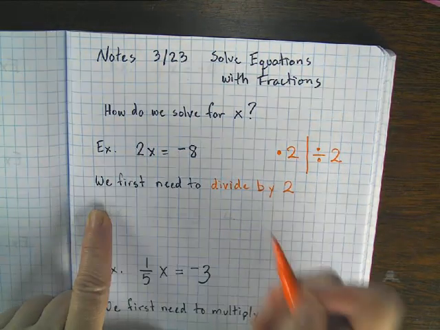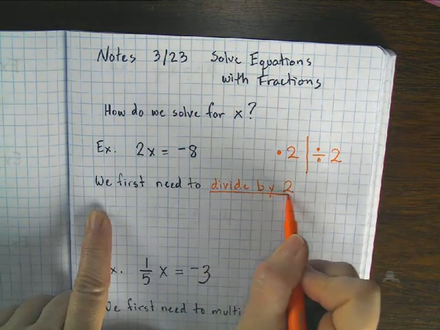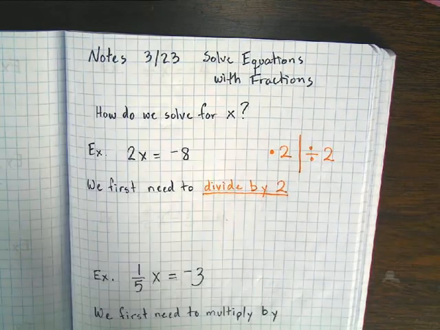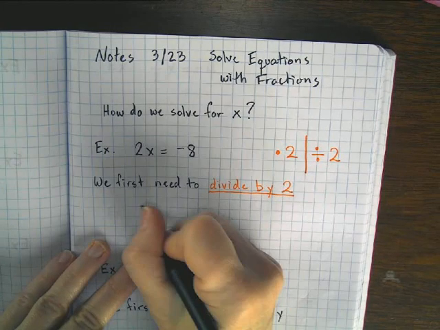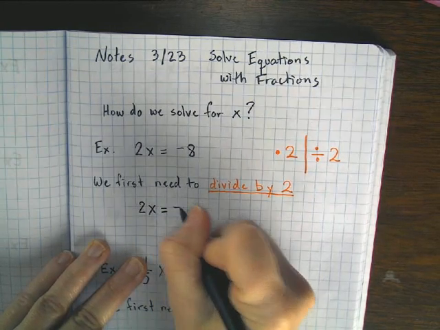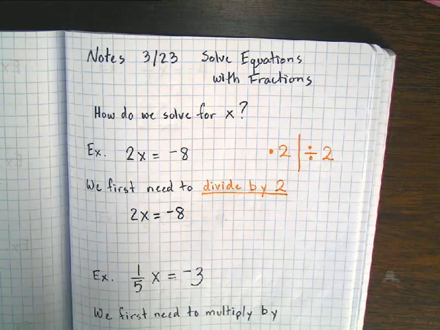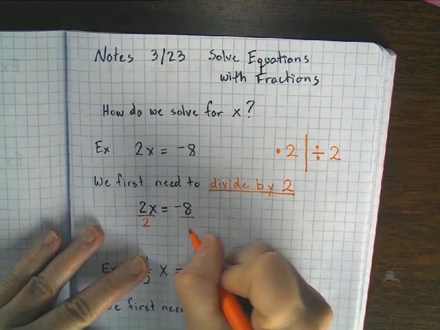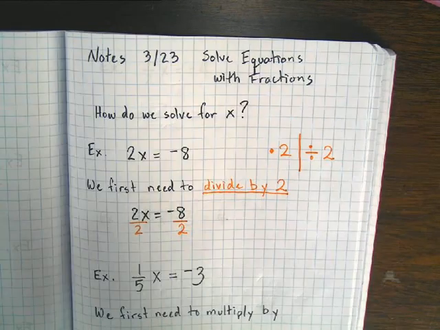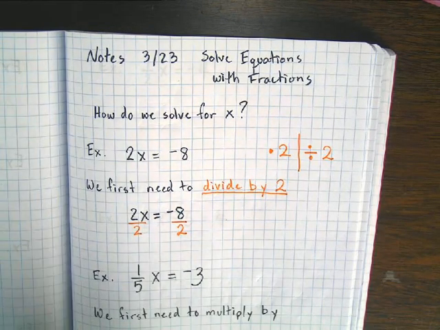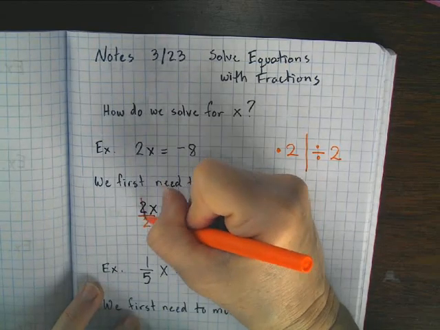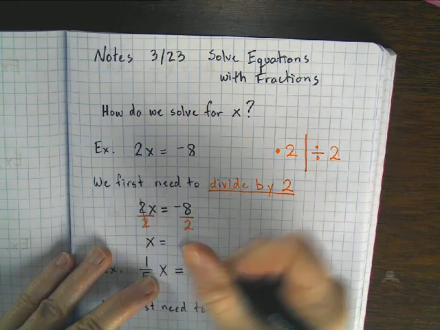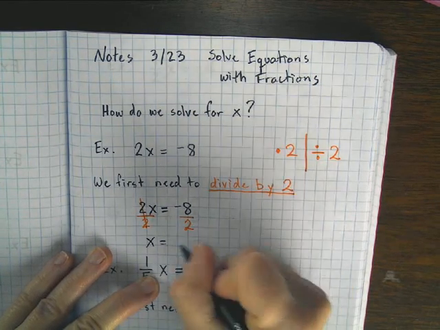And you have to fill in this part. You're going to be asked to fill in this part. Okay, so then if we actually do it, I would have 2x equals negative 8. I'm going to divide by 2. I would have to divide this side by 2 as well. 2 divided by 2 is 1. So we're left with x equals negative 8 divided by 2 is negative 4.